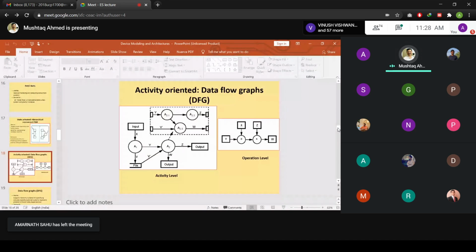Now here is this activity-oriented data flow graph. In a data flow graph, you can see that there are various types of states, and the transition from input to output, where you can visualize the different activities. There could be different types of activities, and you can easily depict them using this activity data flow diagram.